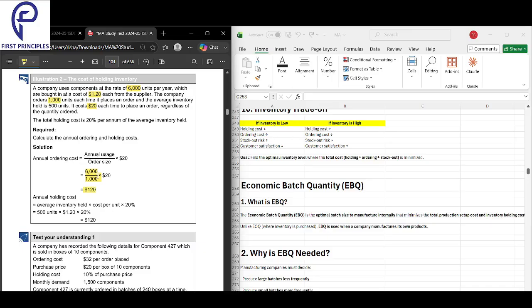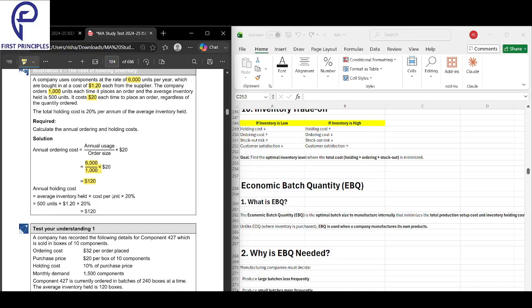So you're placing 6 orders in a year, and one order is $20. So totally $120. Total ordering cost is $120. Next, holding cost. So what is your average inventory?